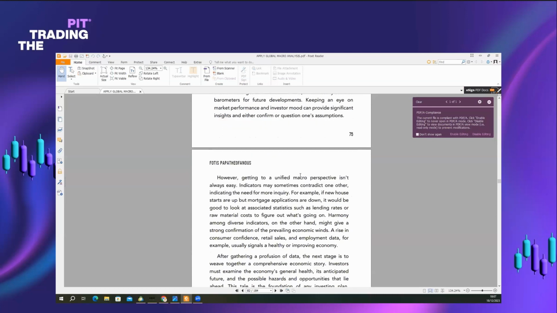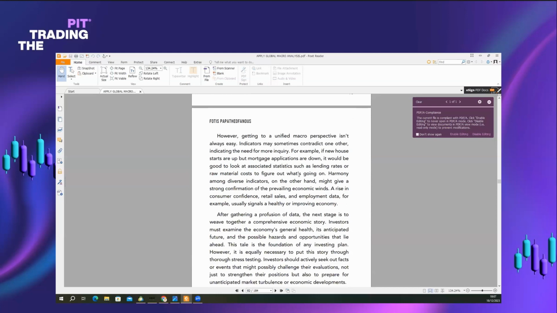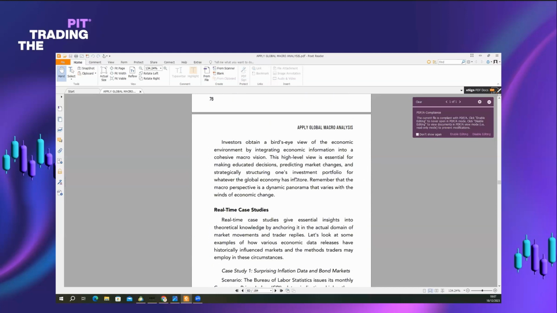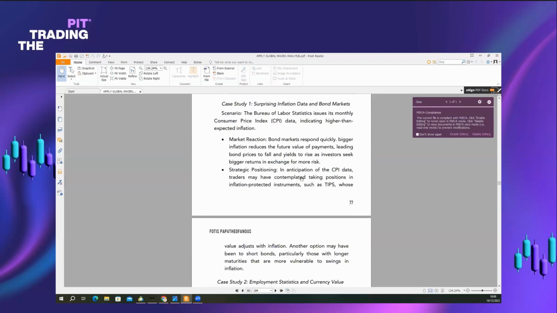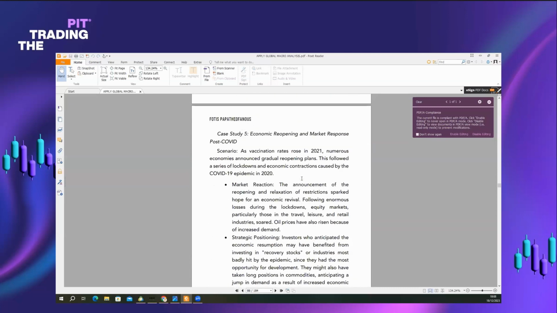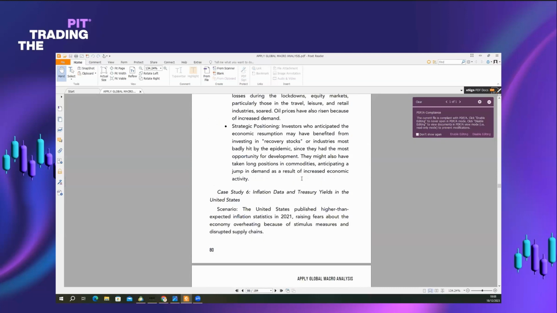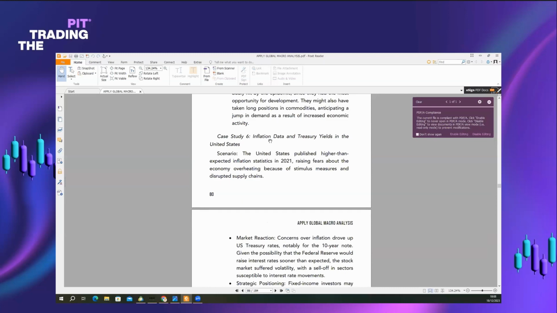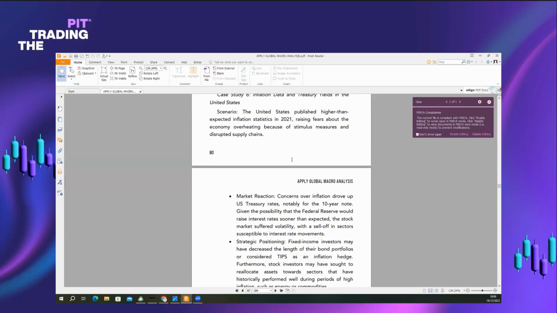And I'm not going to discuss theory with you. As I said, today I'm going to be very practical. I will show you a real-time case study. I had highlighted case study 6: Inflation data and treasury yields in the United States. Why do you think the dollar appreciated back in 2021? Why did this happen? Let me go here.